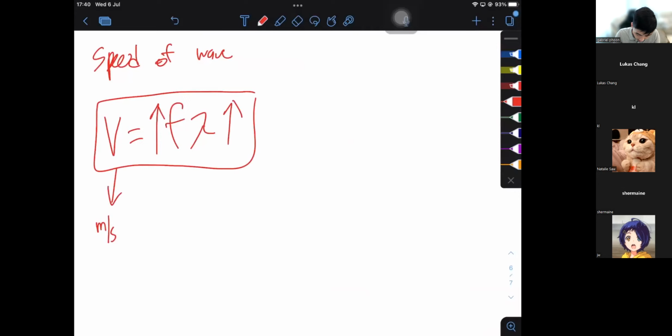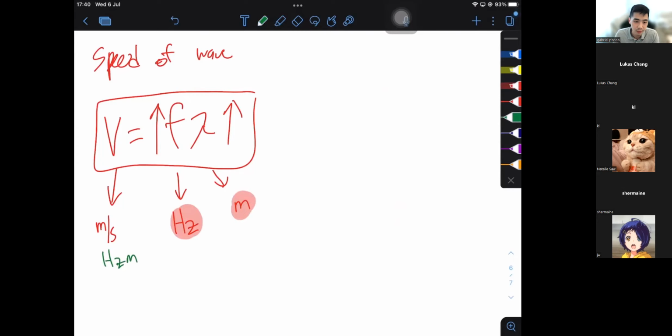Guys, by units, the velocity of the wave is definitely going to be in meters per second. The unit of frequency is hertz, and the unit of wavelength is meters. Now, some of my students ask me, hey, how come hertz multiplied by meters? Shouldn't it be hertz meters instead? Why is it meters per second?